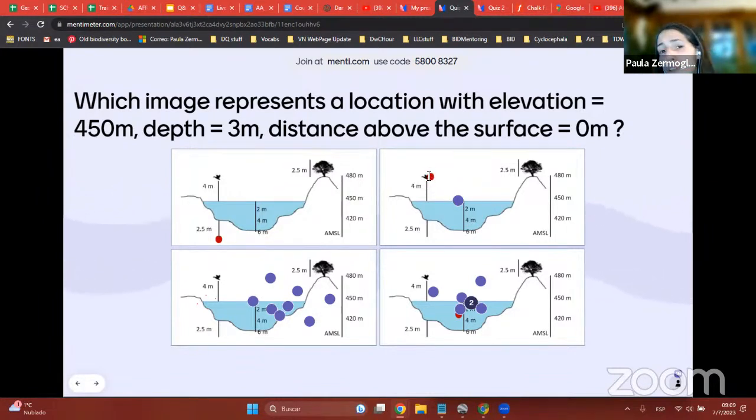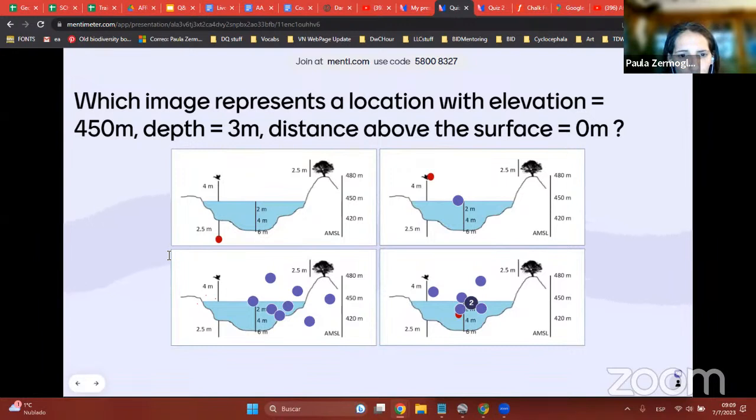And then we have the bird flying on top of the lake, 4 meters up. And so there is a distance above this reference surface, which is the interface between air and water, of 4 meters. So the distance above the surface would be, for this case, 4 meters.